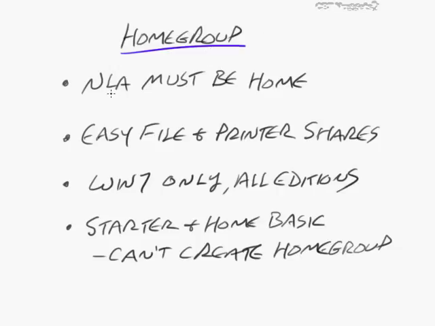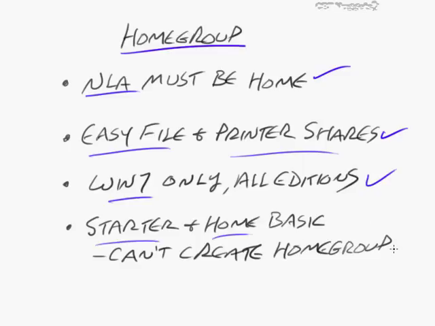So what happens here is, as long as you choose the network location awareness setting to be the home environment, then it'll make it very easy to do file and printer sharing. This only works with Windows 7 across all editions. However, if you're working with the Starter Edition or Home Basic, you can't create the home group, but you can find resources in an existing home group.